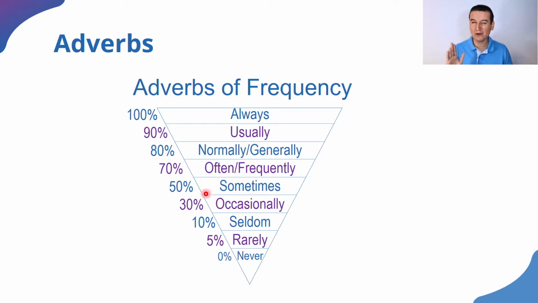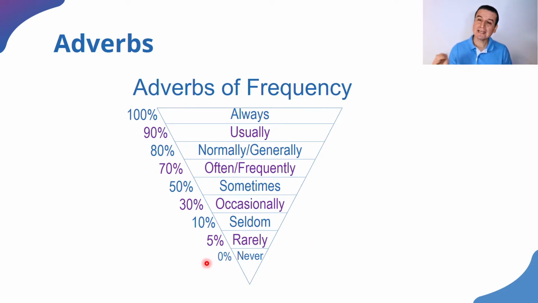The next one, about 30%, this is not exact, remember, would be occasionally. Occasionally. That will be about 30%. 10% will be seldom. It's like almost never. Imagine 1 out of 10 times you do that. And 5% less than that would be rarely. So rarely, almost never. All right? And when you never do something, when you do that at no time, we use the adverb never. So that's the chart. As I told you, it doesn't have to be exactly like that, but that gives you an idea.